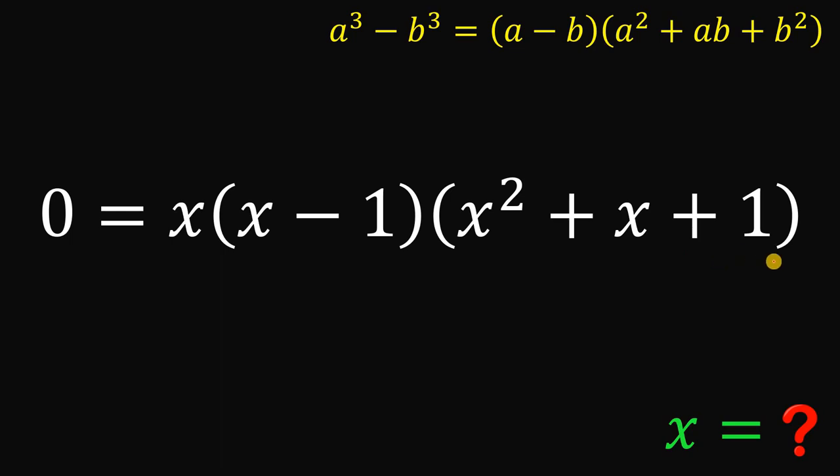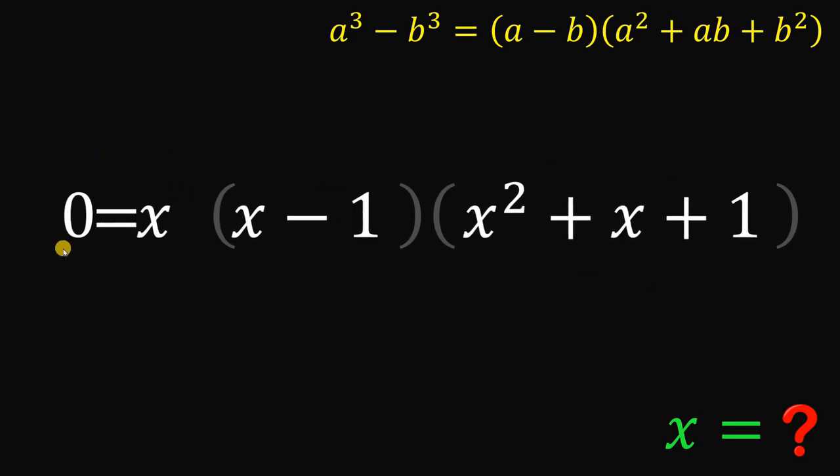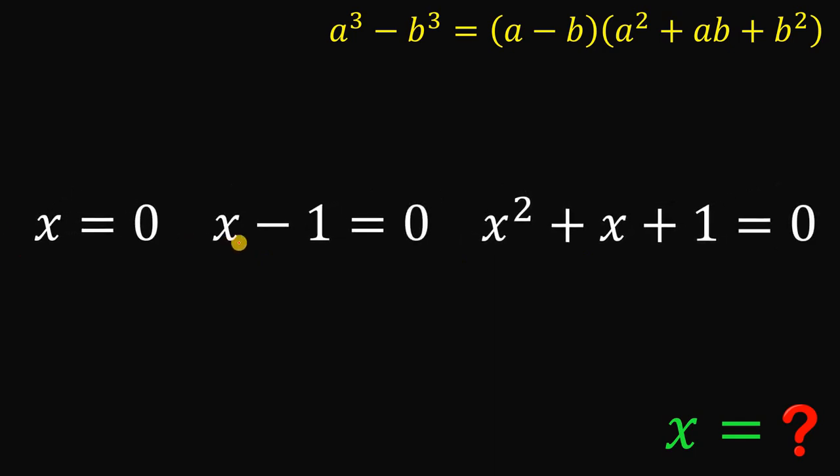Alright, now from here, we can now solve for the value of x. So let's use the 0 property. Since it is equal to 0, therefore, at least one of them must be equal to 0. So we have x equals 0, x minus 1 equals 0, x squared plus x plus 1 equals 0. Now, on the first equation, x equals 0, that's done. On the second equation, let's add 1 on both sides. So we have x equals positive 1. That is the second value for x. Here's the first and here's the second.